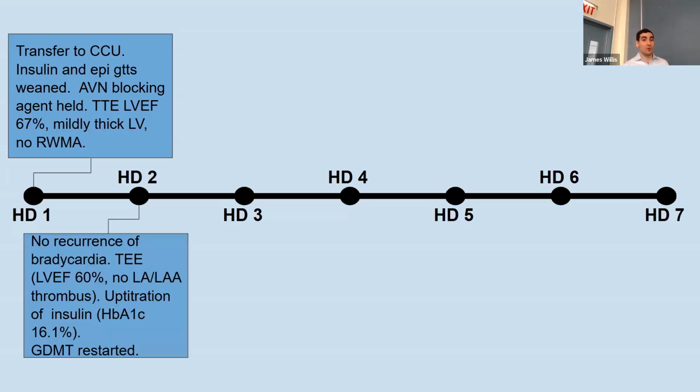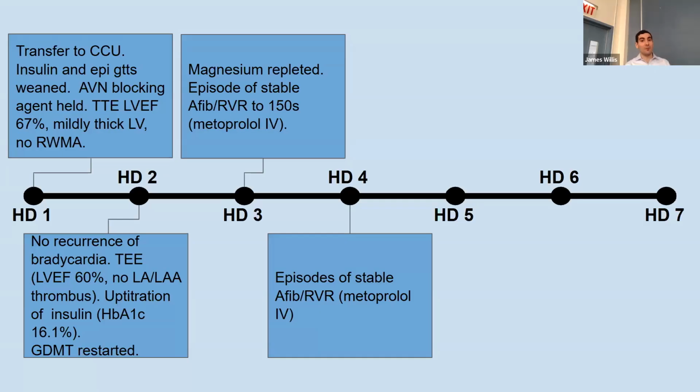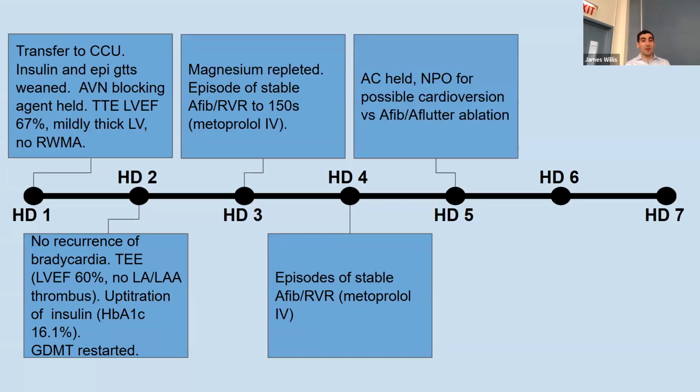On hospital day 2, there was no recurrence of the bradycardia. He was kept NPO for a TEE, which showed a similar ejection fraction and no thrombus. They up-titrated his home insulin, given his A1C of 16, and they slowly restarted his PO metoprolol tartrate. On hospital day 3, they repleted his magnesium for residual hypomagnesemia. He had an episode of AFib with RVR to the 150s that was managed with pushes of IV metoprolol. Hospital day 4 saw more AFib with RVR, but no hemodynamic instability. On day 5, they held his AC and made him NPO for a possible cardioversion with ablation.